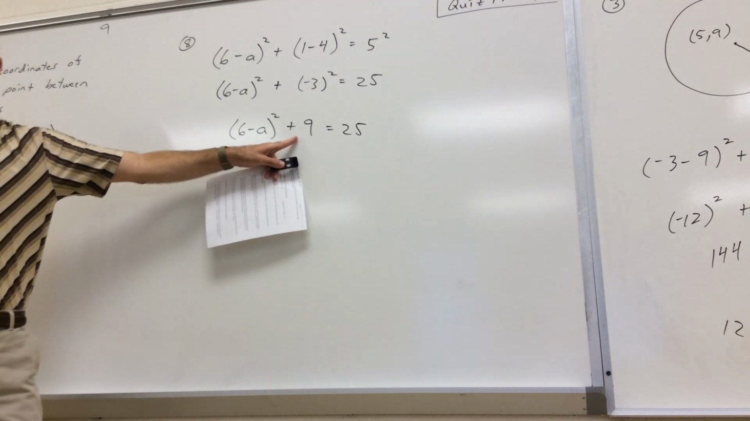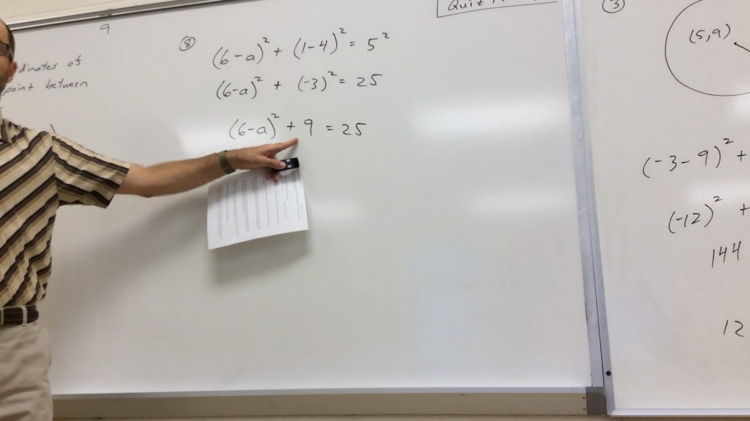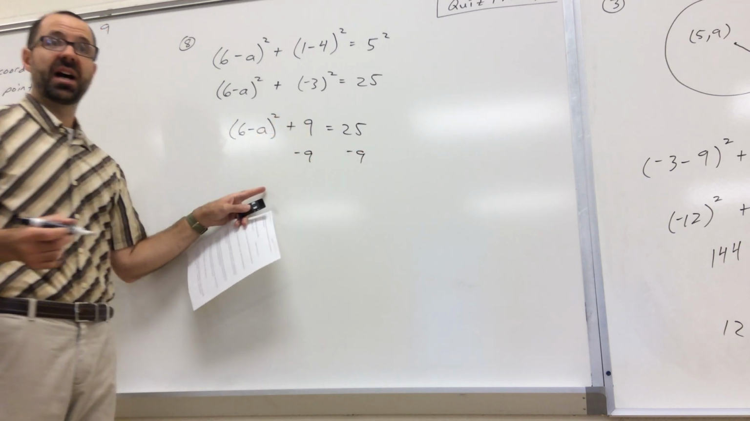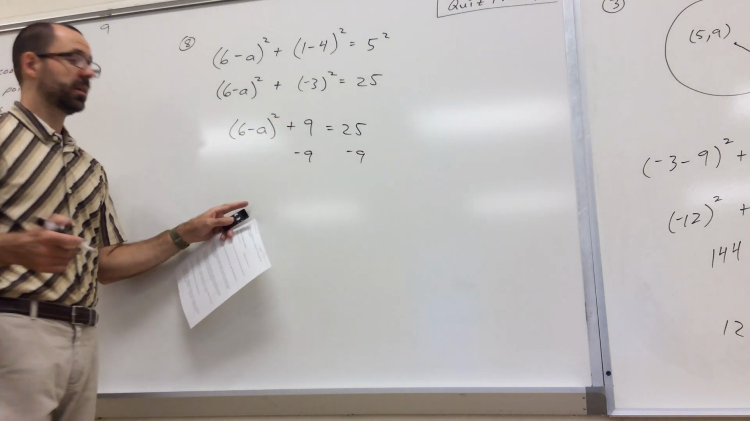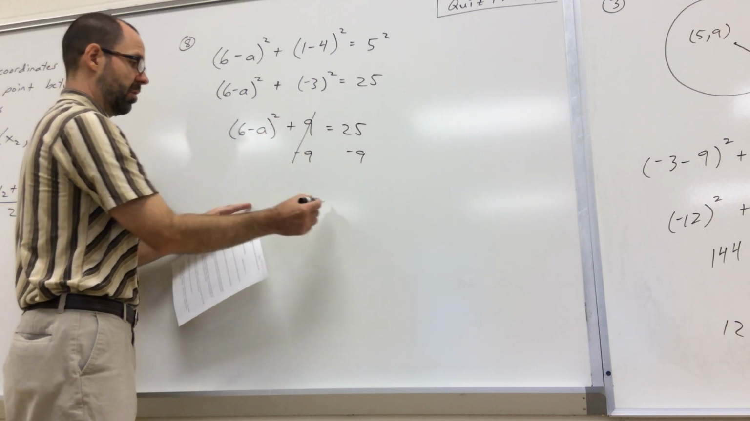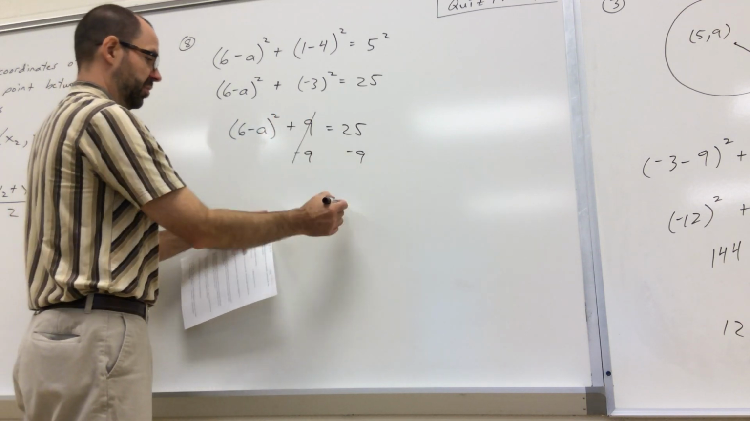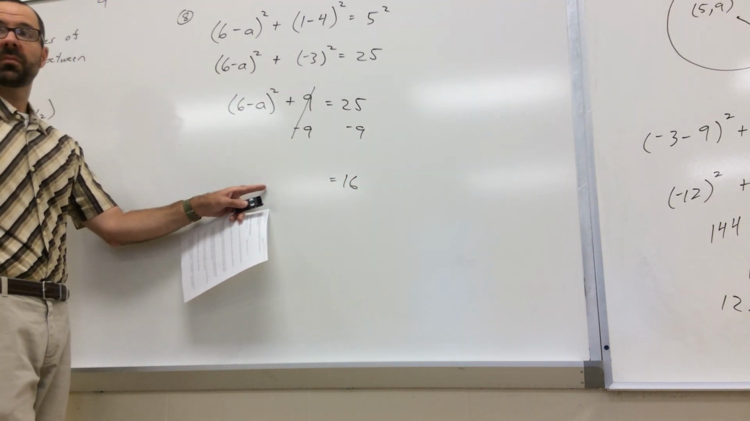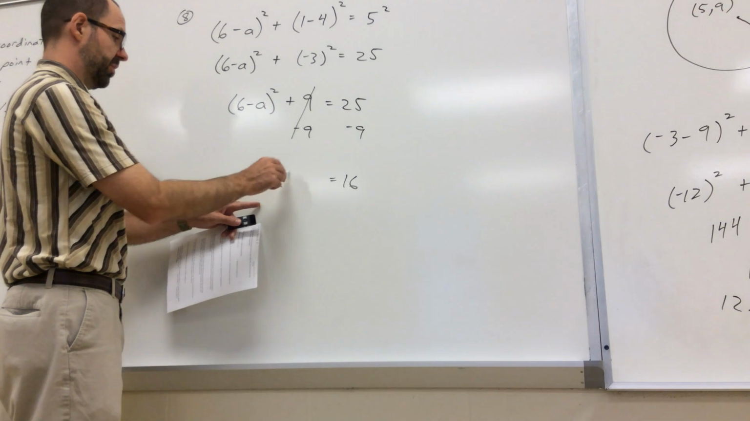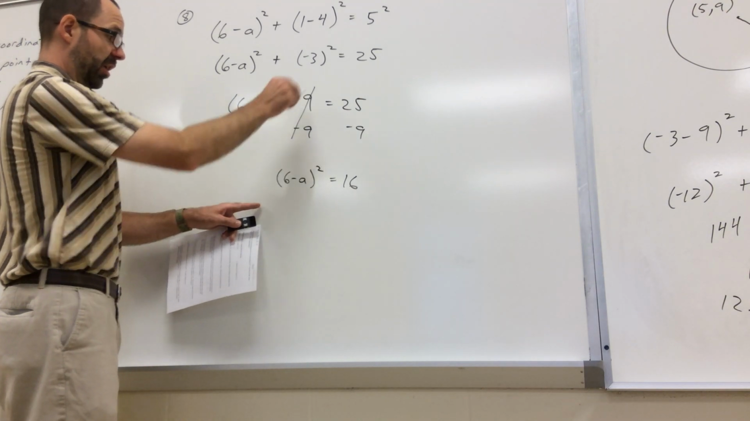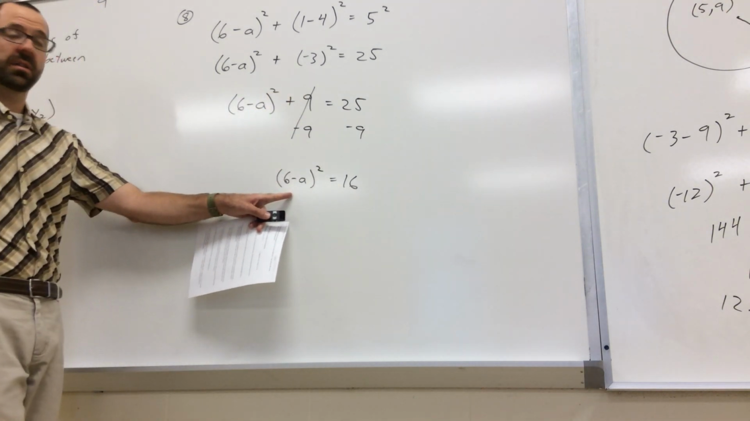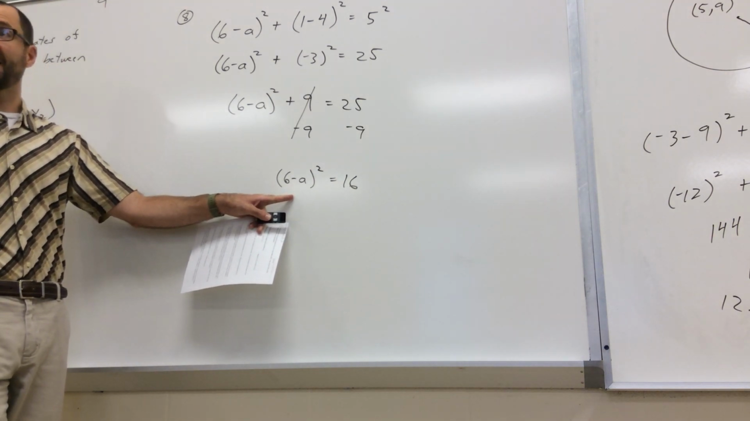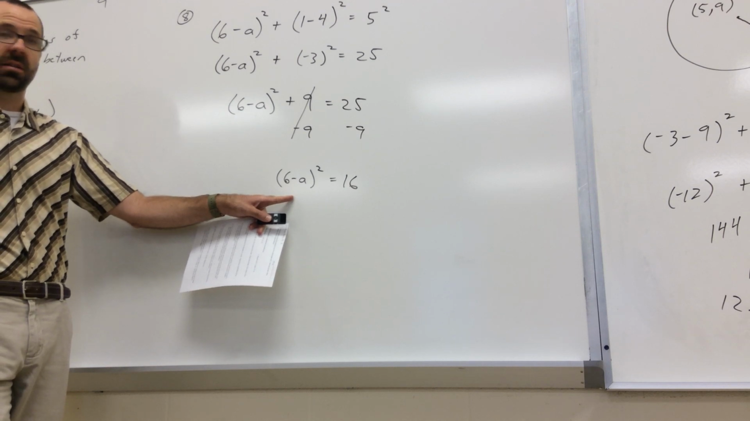So we're going to get rid of this plus 9 by subtracting it. If I subtract on both sides, then I'm okay. So that'll cross that out, and I'll end up with 16 over here. And then I'll just recopy this, because this stuff went away, but I'm still stuck with this. All right, so subtracting 9 got rid of plus 9.